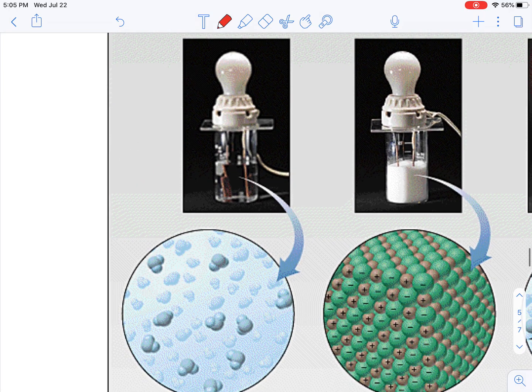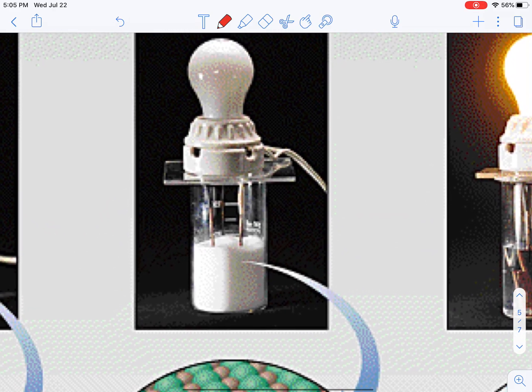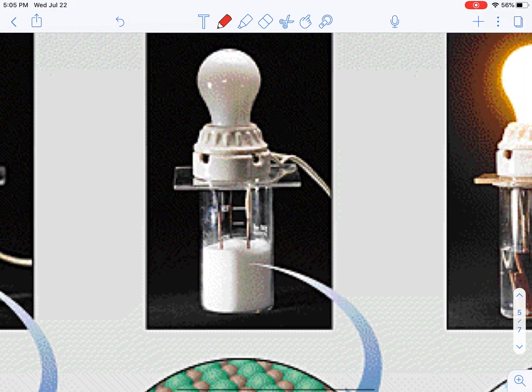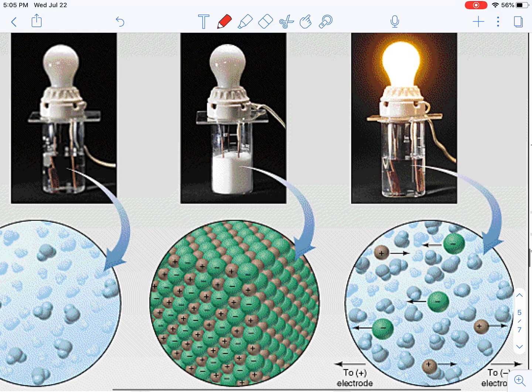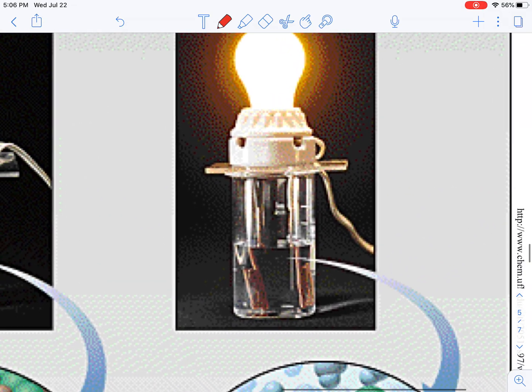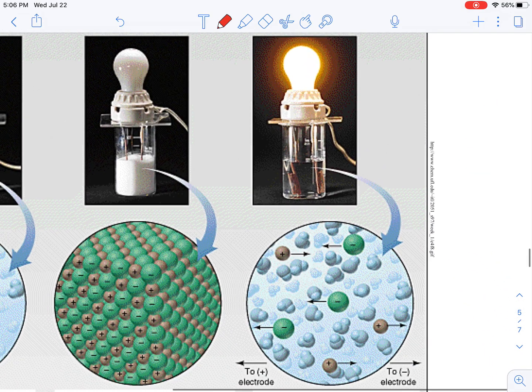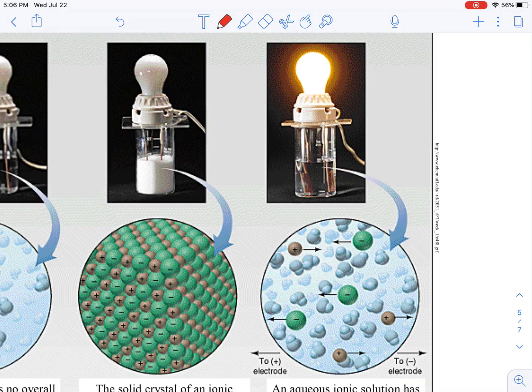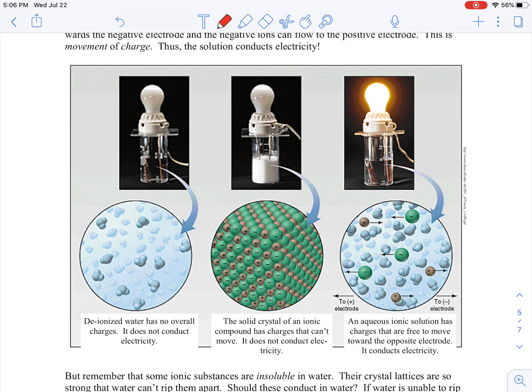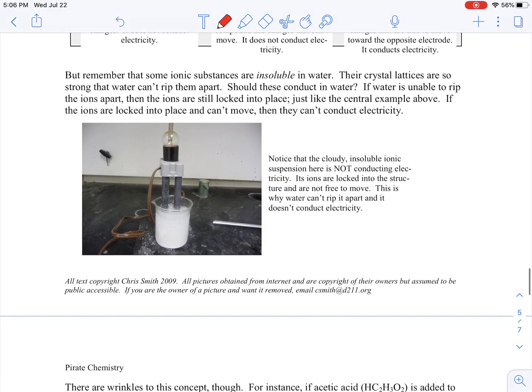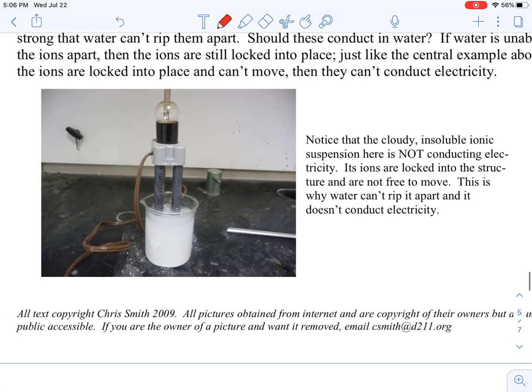So here is deionized water. It does nothing. Here is, again, salt that is not in water. It has charges, but it can't move. Here is salt in water. The salt has been ripped apart, and now that the salt has been ripped apart, those ions can move, and when they move, that's the conduction of electricity. So it's very, very easy. Ionic compounds that are soluble dissolve, are ripped apart, the ions can move, they conduct electricity.